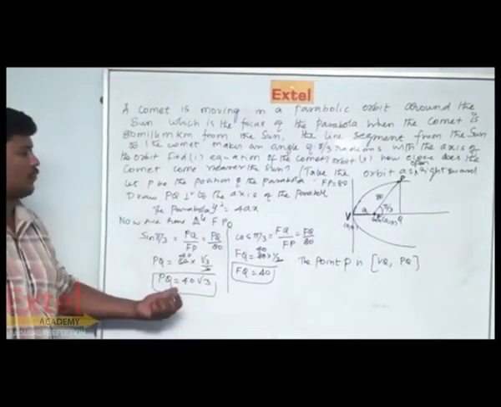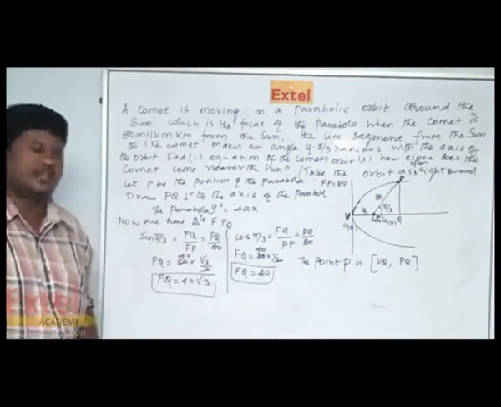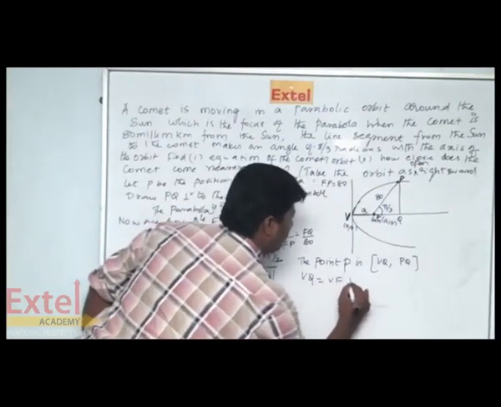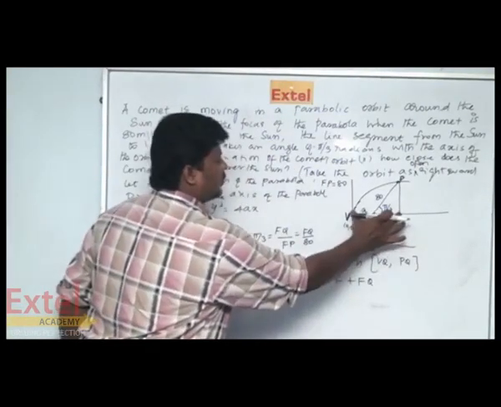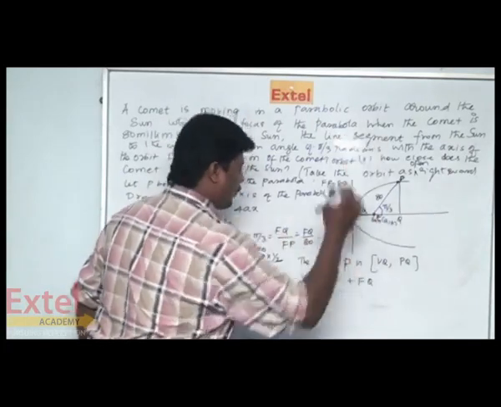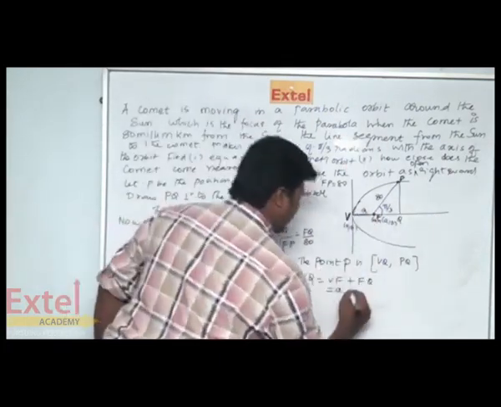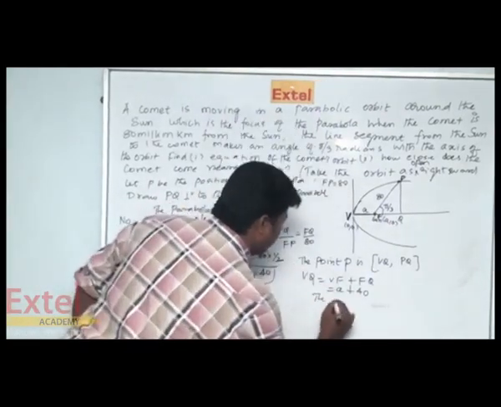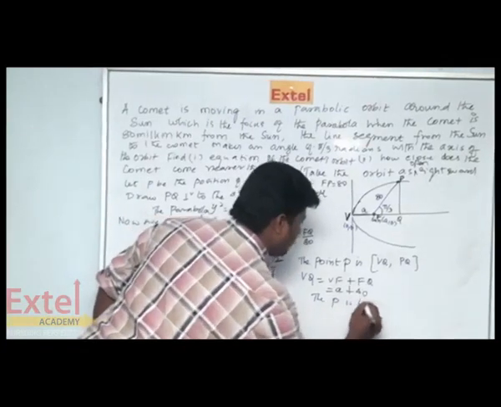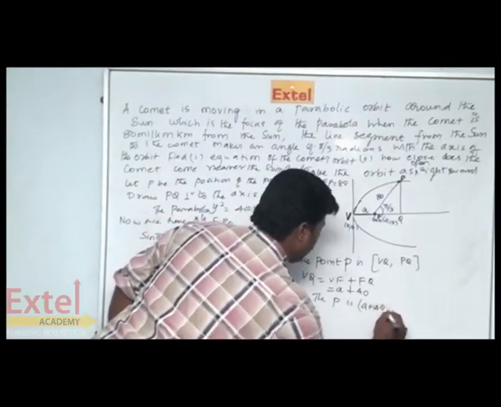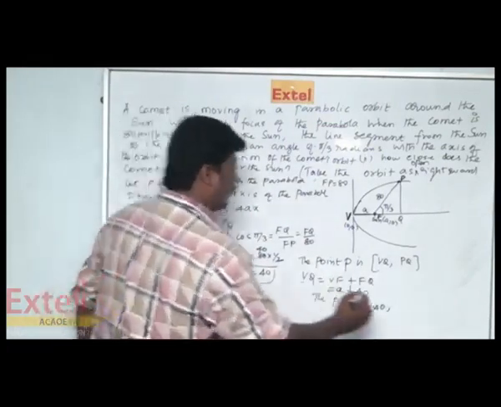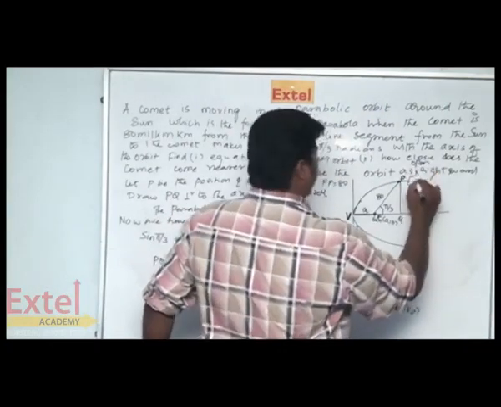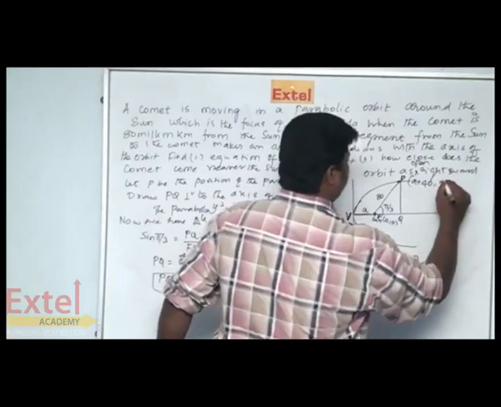Already we know that PQ is equal to 40 root 3. Now I am going to find out what VQ is. VQ is nothing but VF plus FQ. Your VF is equal to A, and FQ we found is 40, so VQ is A plus 40. Therefore, the position of the comet point P is A plus 40, comma, 40 root 3.